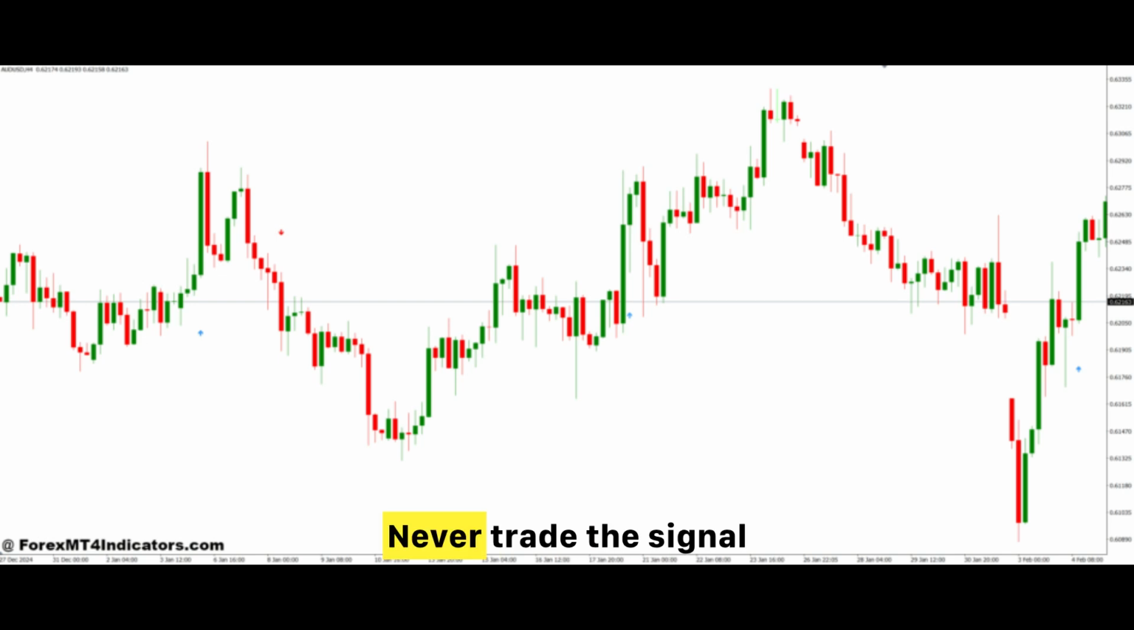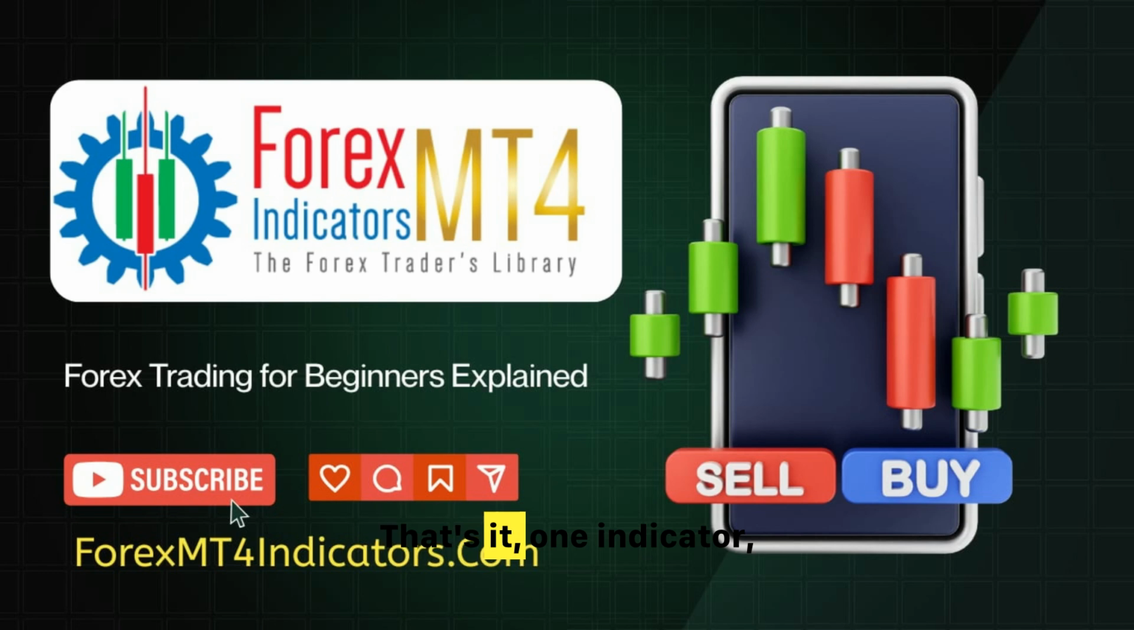Here's the tip. Never trade the signal alone. Confirm it with a nearby trend line or moving average, and always use a stop loss. This works great on H1 or H4 for trend trades, or M15 if you're scalping. That's it. One indicator, two confirmations, clearer entries.